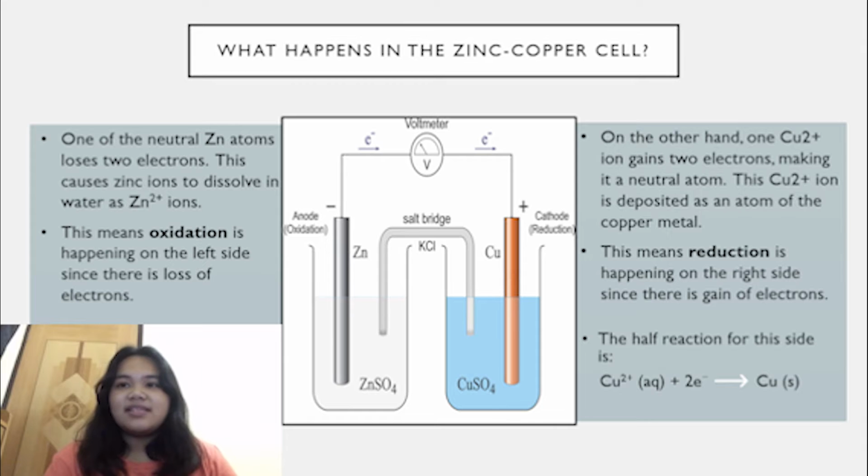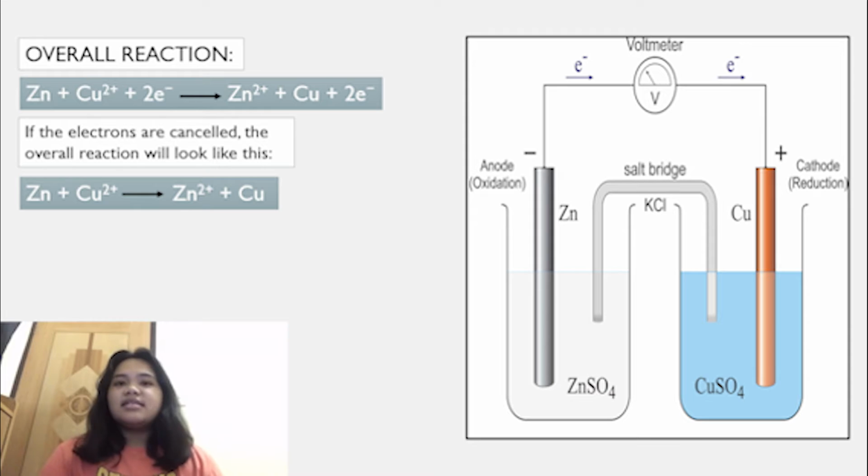On the other side of the cell, as it continuously receives electrons, the copper electrode in solid form will be more electronegative than the copper sulfate solution. This is the half reaction for the copper half cell. The overall reaction is like this. The zinc atom reacts with copper ions and 2 electrons, forming zinc ions, copper atoms, and 2 electrons.